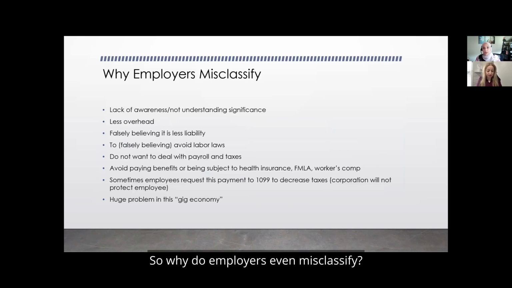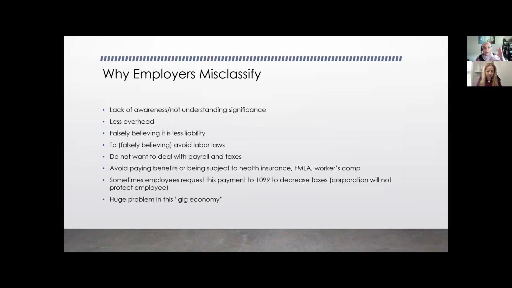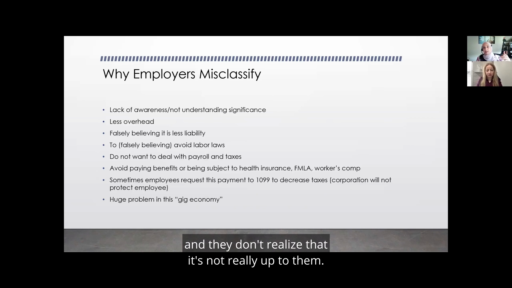So why do employers even misclassify? People think, I need help in my business, I'm going to bring someone in and I'll pay them. When I talk to businesses and employers, the reasons vary, but the most common reason is that they just don't know. A lot of employers think, I'm just going to classify them like this, and they don't realize that it's not really up to them. It's the law that decides.